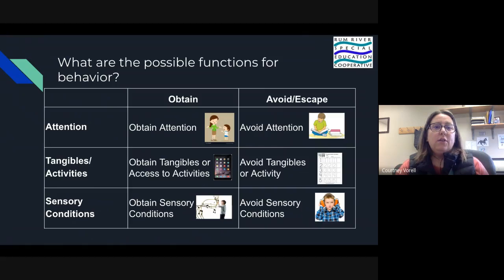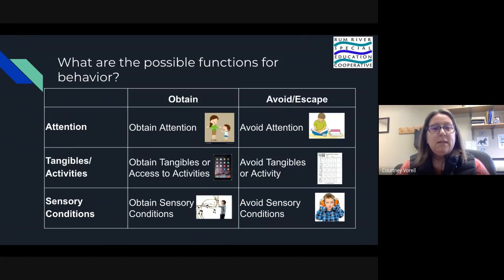So what are the possible functions of behavior? I made this little chart. I think it helps organize a little bit and highlight how what is maybe somebody's trying to get in one situation, another person might be trying to avoid that thing, right? So what we have here is, we'll start with attention.